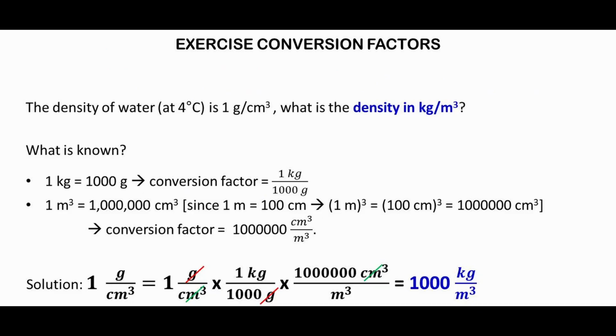Let's do an exercise with conversion factors. If the density of water is equal to 1 gram per cc, what is the density in kilogram per cubic meter? Use conversion factors for mass and volume. The solution is given below, and the answer is 1000 kilograms per cubic meter.